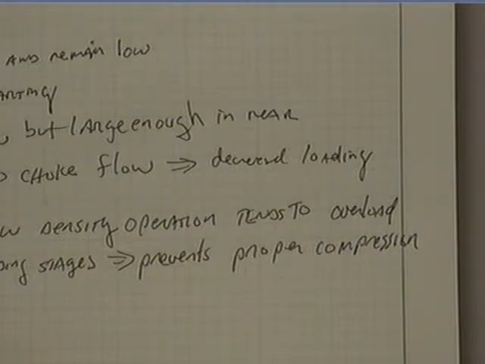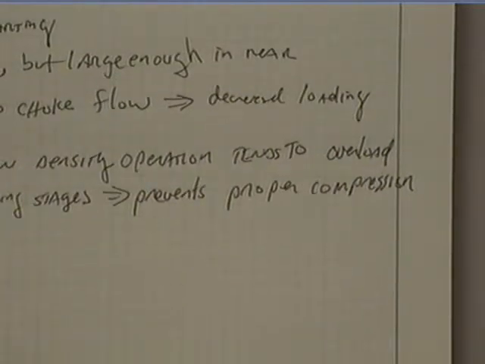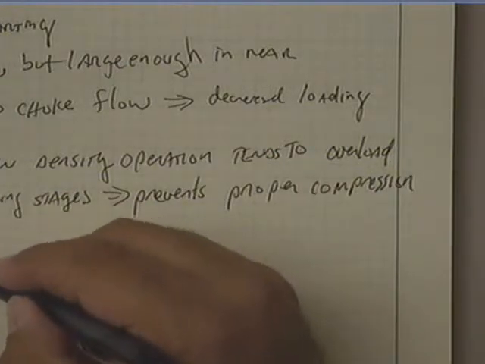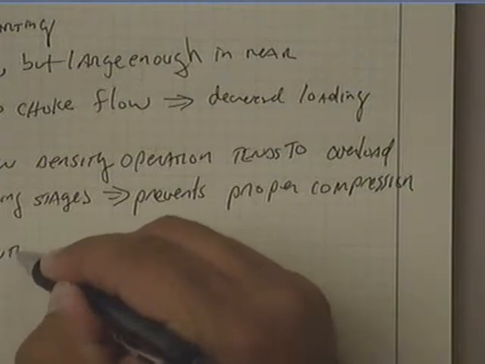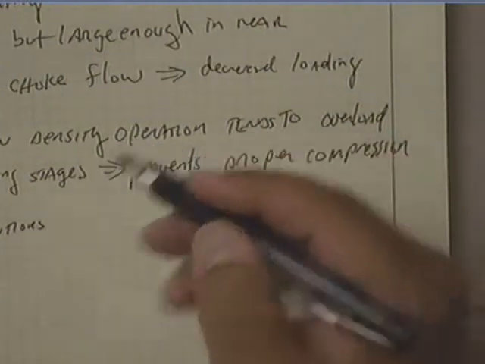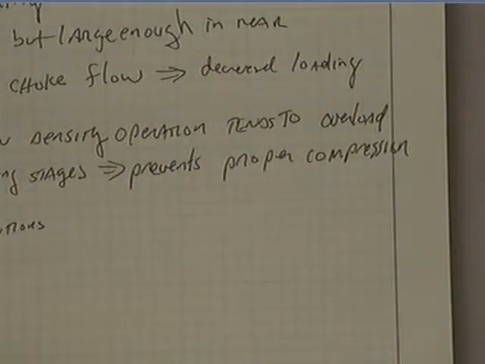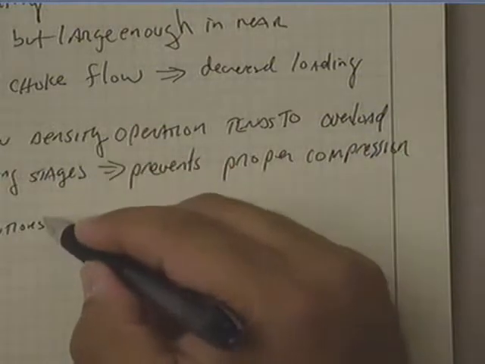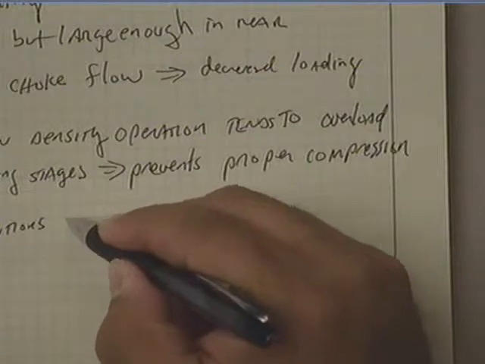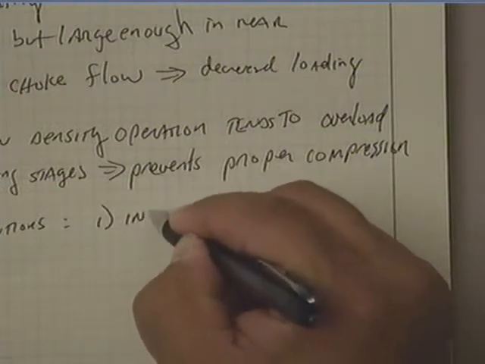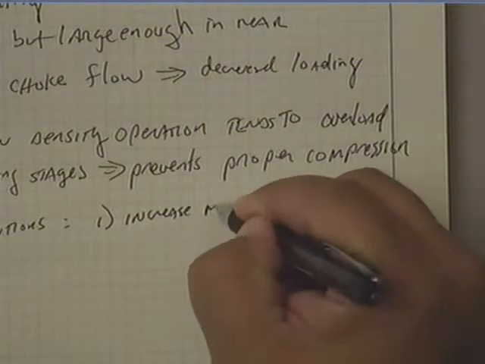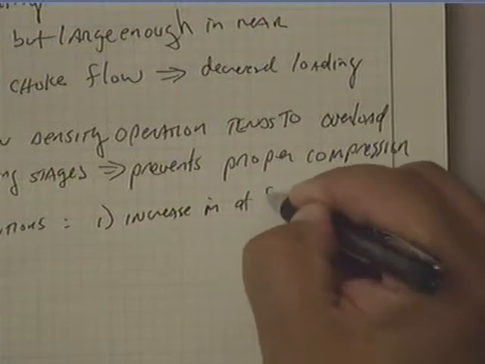So how do you take care of this problem? Well, you could increase the m dot at the front. So solutions to this problem, which when they first started building axial flow compressors, we're talking about the early 1950s now: you can increase m dot at front.